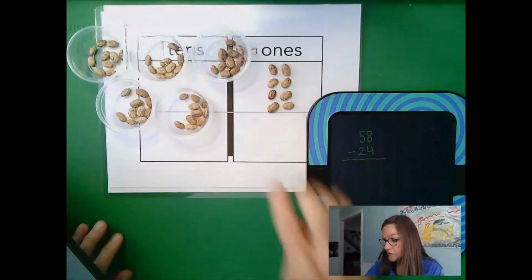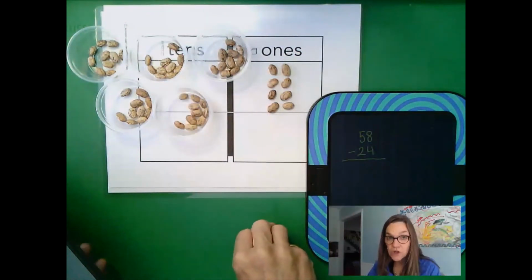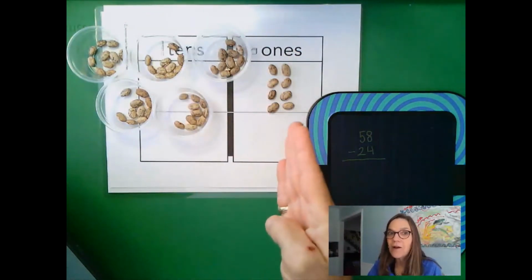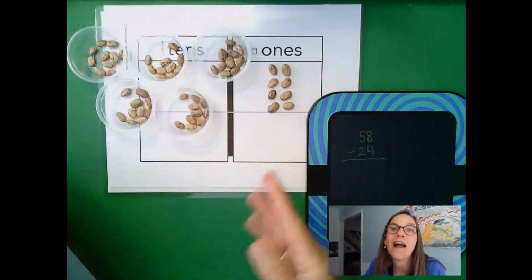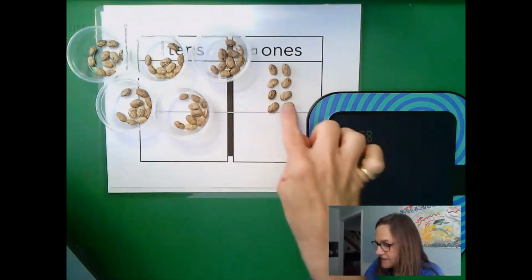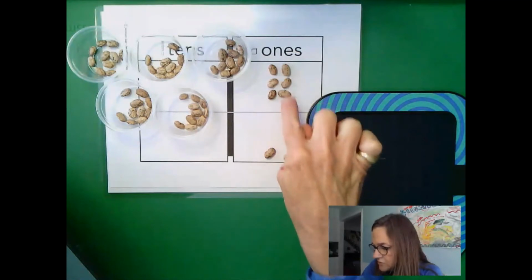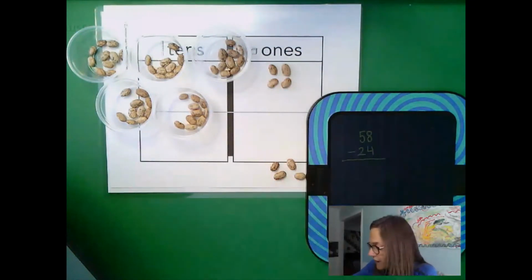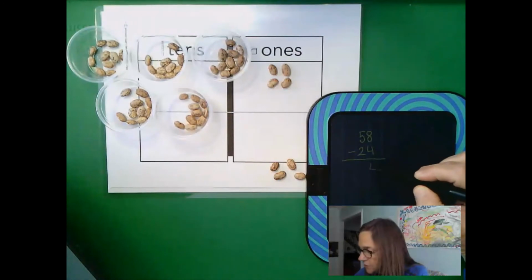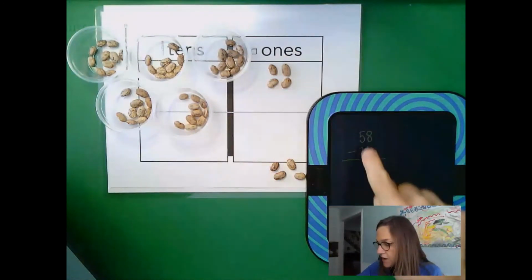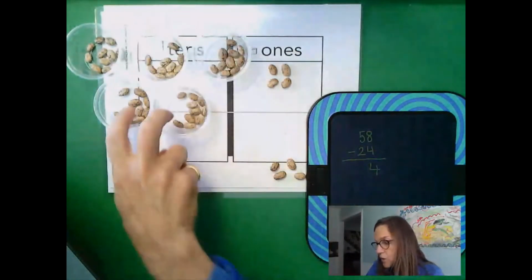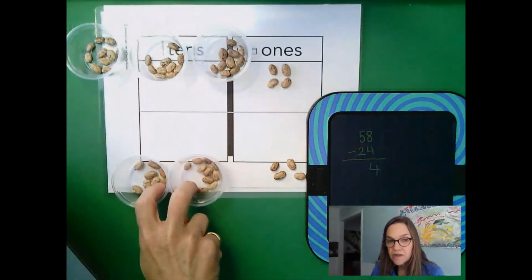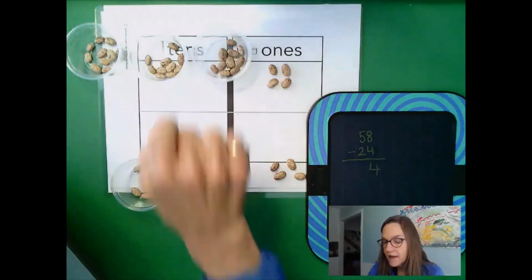24 of them hatched, so let's count out the 24 that hatched. And remember, we start in the ones column. You're going to get tired of hearing me say that. 1, 2, 3, 4. There's the 4. We had 8. We took away 4. We're left with 4. Then the tens column. We have 5. We're going to take away 2 of the tens. How many tens are left?